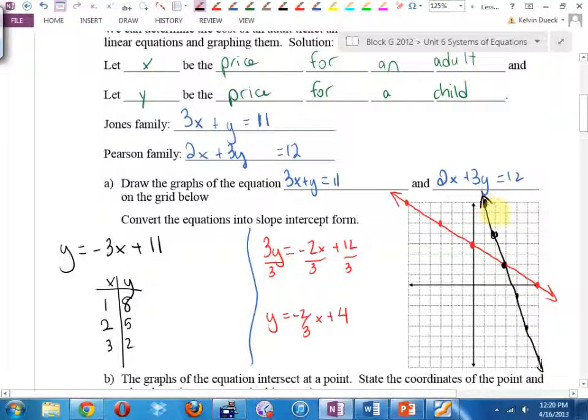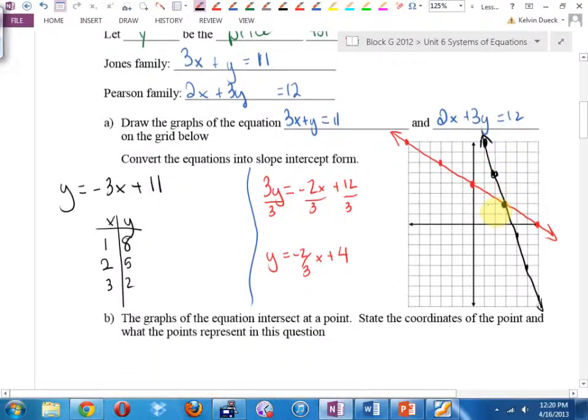it looks like that. And you'll notice these two lines intersect at a point. That point is the x and y that satisfy both of these equations. That point is the solution to this system of linear equations. What is that point? What comma what where they cross?